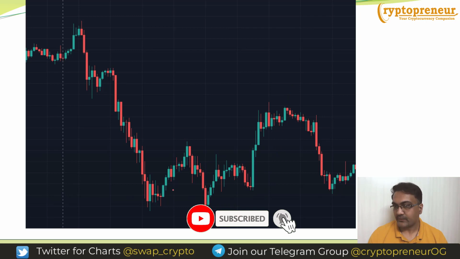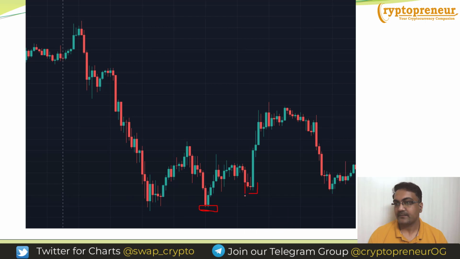So let's try to find multiple patterns here. Here you see a tweezer bottom pattern. Here I see an engulfing candle, right? A bullish engulfing candle I see. Here I can see a bearish engulfing pattern. Then here we can see a tweezer top, right? These are tweezer top patterns. Then what else do we have?